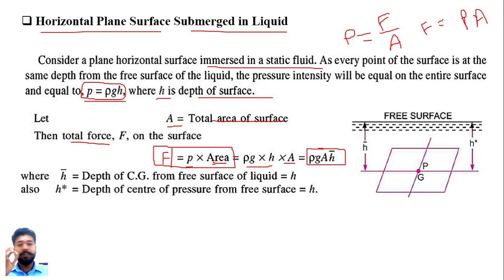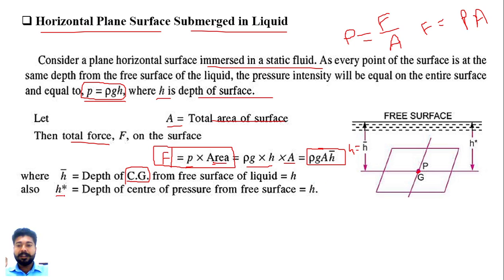Yes, again a new term, which is h bar. And what is that h bar? For this horizontal plane surface which is fully immersed in liquid, h bar is the depth of CG, the center of gravity. You can see that this one is point G. h bar is the depth of CG from the free surface of liquid, which is again your simple h. h equals h bar for a rectangular or square plane surface which is fully submerged in a liquid, at the same depth at every point of the surface.